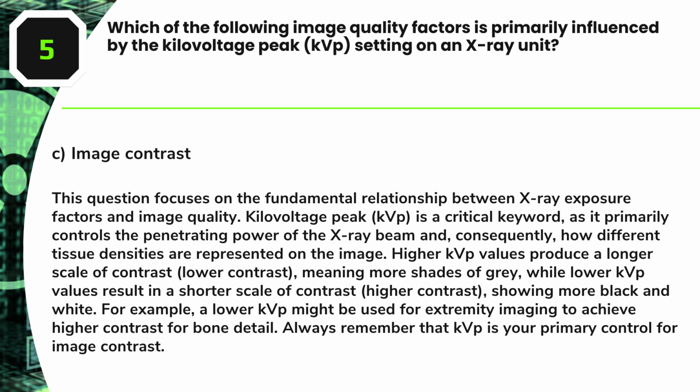For example, a lower kVp might be used for extremity imaging to achieve higher contrast for bone detail. Always remember that kVp is your primary control for image contrast.